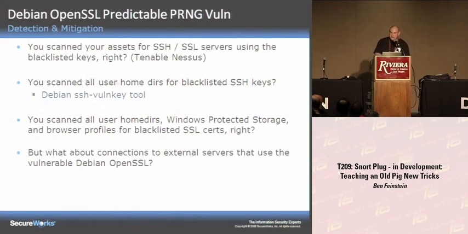So you've been mitigating this vulnerability, right? You scan your assets for bad SSH and SSL servers using the blacklisted keys, right? Nessus can do this for you. You scanned all your home dirs for the bad keys, right? There's a new tool called SSH VulnKey that'll do this for you. You look through all your home dirs. You look through all your Windows protected storage, browser profiles for blacklisted SSL certs, right? And well, what about connections to external servers you don't control, or your organization does not control, that are still using an unpatched Debian OpenSSL? Okay, it still is going to impact your security.